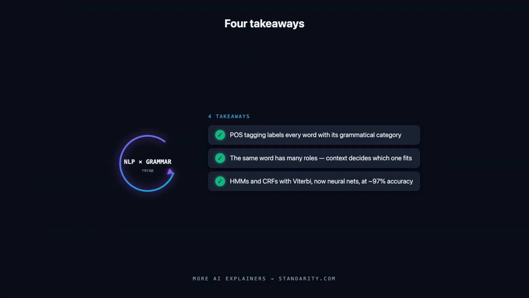Classic taggers used hidden Markov models and conditional random fields with Viterbi. Modern ones use neural networks and reach around 97%. These tags feed parsing, entity recognition, and information extraction, making tagging a quiet foundation the rest of NLP is built on top of.